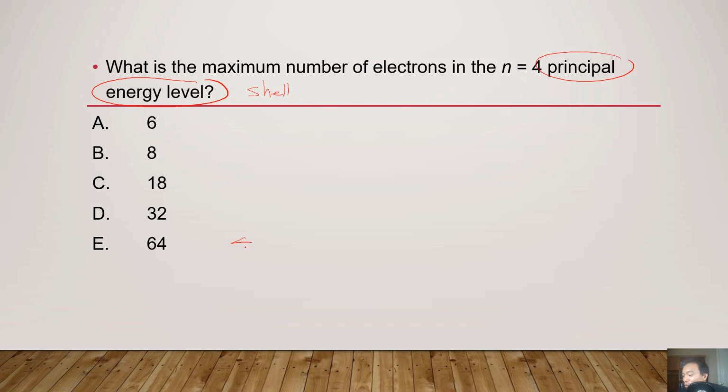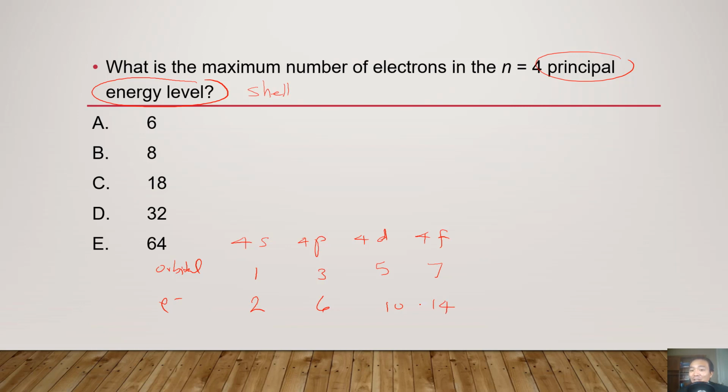Remember, in n equals 4 we have 4s, 4p, 4d, and 4f. How many orbitals do you have? For each one, you have 1, 3, 5, and 7 orbitals. How many electrons can you take? Each orbital can have 2 electrons. So you have 2, 6, 10, 14.